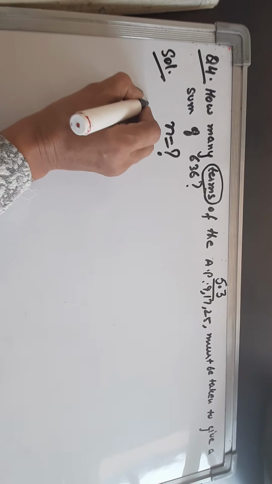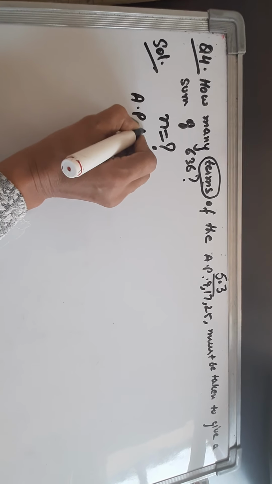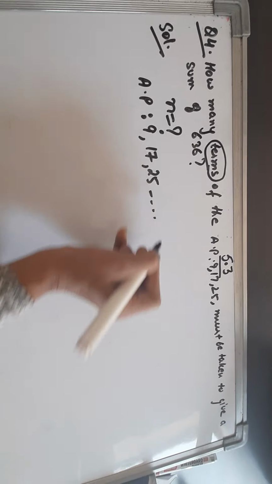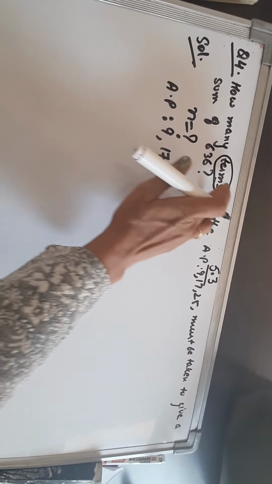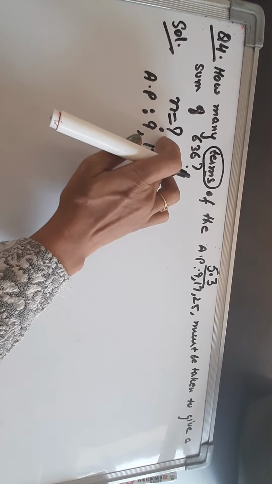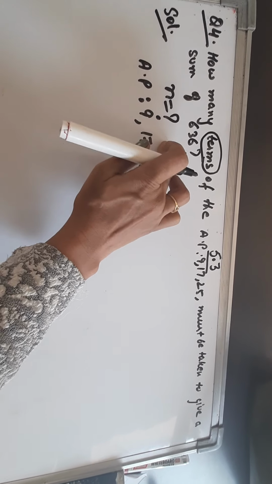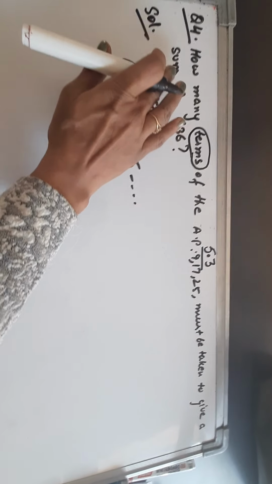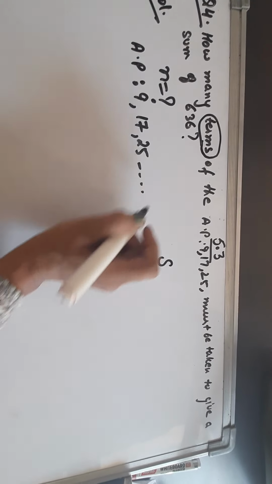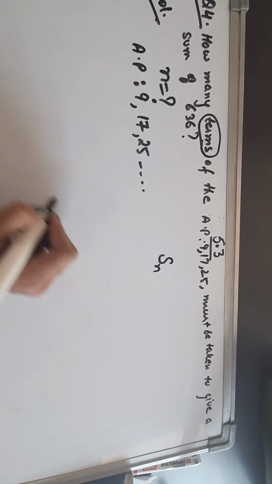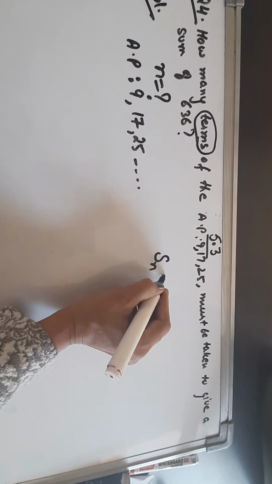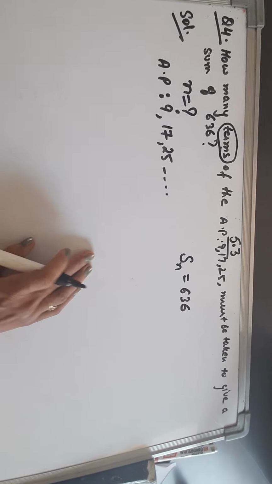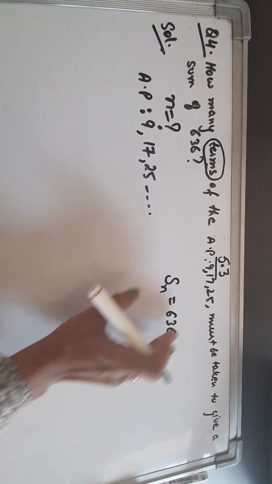After this, the AP is given to you. The AP is 9, 17, 25 and so on. How many terms? Plural, that means we are talking about n. So n we have to find out. Of an AP must be taken to give a sum of. Sum means S. And how many terms is it? We need to find out n of 636, that is, the sum of how many terms will be 636. So this is your question.